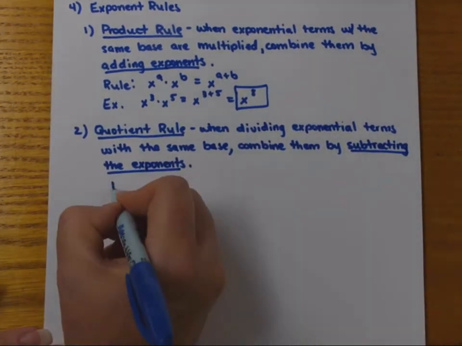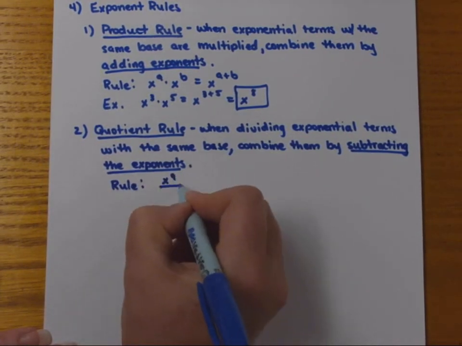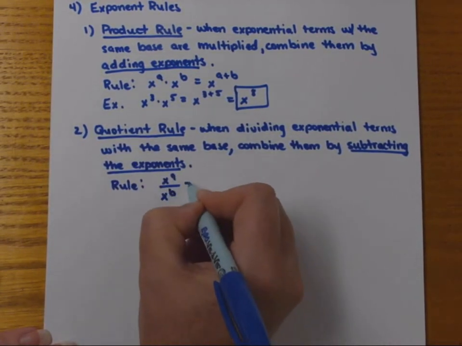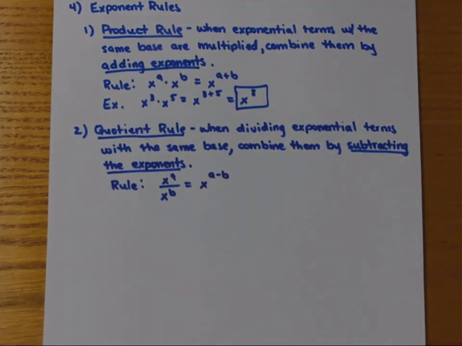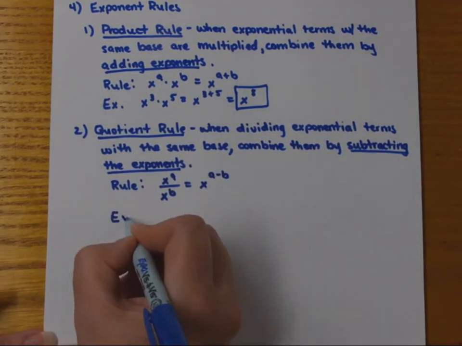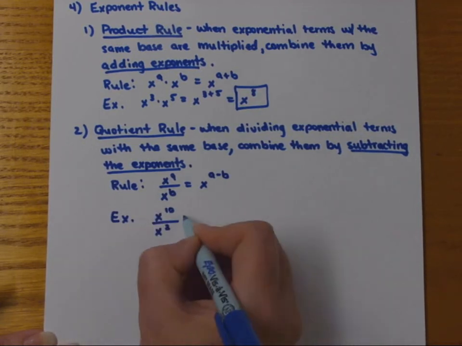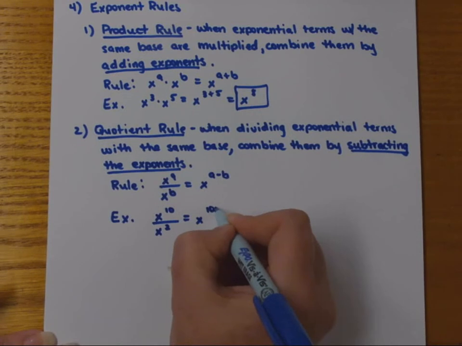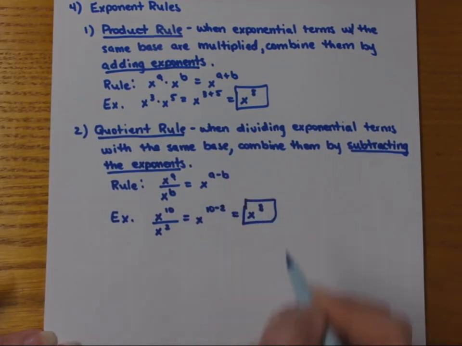Here's the rule. If you have x to the a power over x to the b power, it is the same as x to the a minus b power. An example of this might be if you had x to the 10th over x squared. You would subtract the 10 and the 2, and so you would get an exponent of 8 there as well.